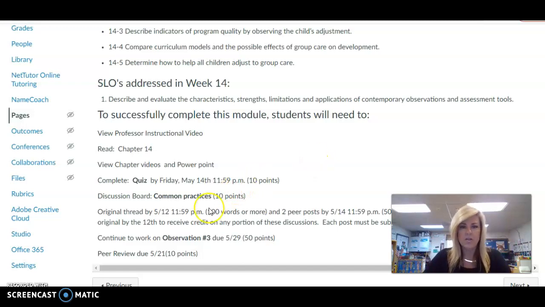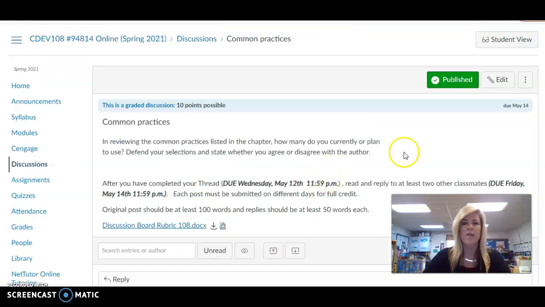Now, the discussion this week is called Common Practices. Let me jump over there. What you'll be doing is reviewing common practices listed in Chapter 14 and how many you currently use or plan to use. Then I want you to defend your selections and state whether you agree or disagree with the author of our textbook.